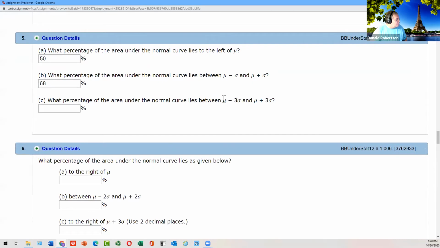Oh, this is an awkward one. It's a kind of weird answer. It's 3 standard deviations either side of the mean. What percentage is that? One standard deviation either side of the mean is 68. 2 standard deviations either side of the mean is 95. And so what's 3?